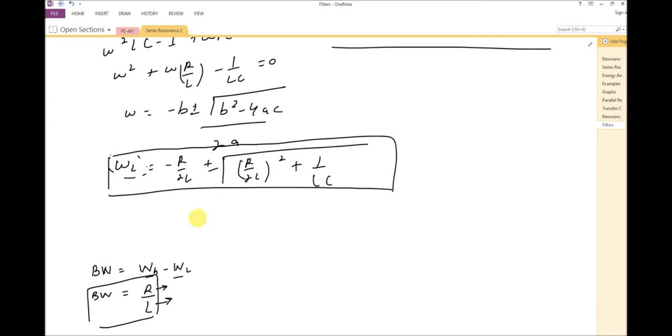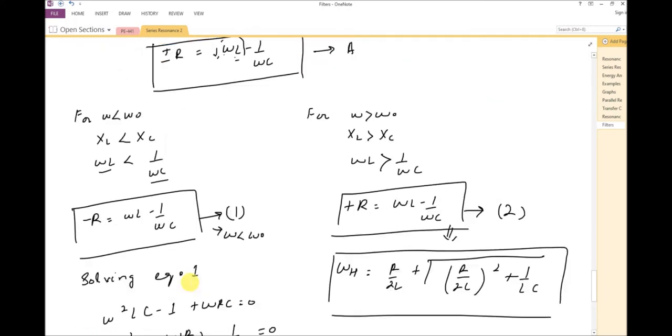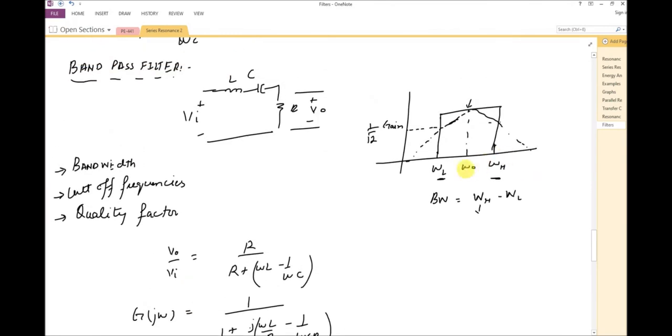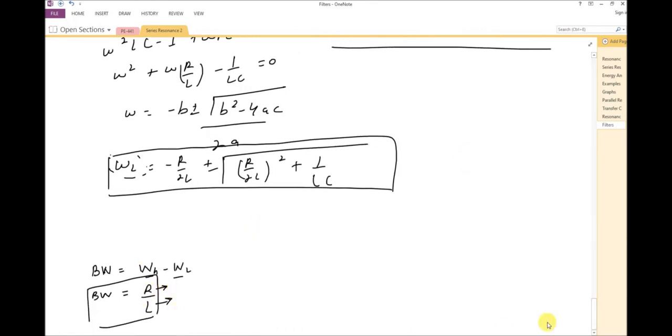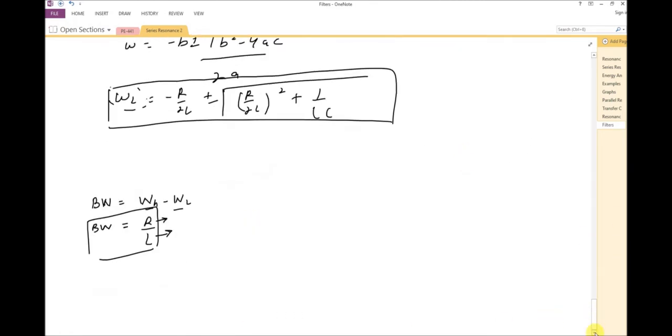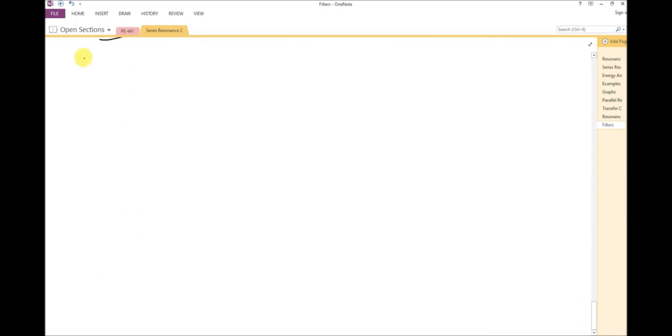So if you have to change the bandwidth of the bandpass filter, this is the bandwidth, the frequency values for which we have some gain value. This defines the bandwidth. So if you have to change this, you just have to change the values of resistor and inductor. So this was your bandpass filter.